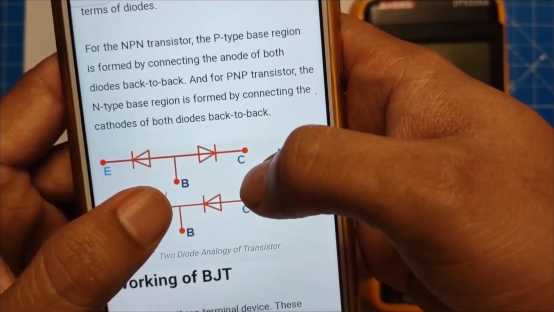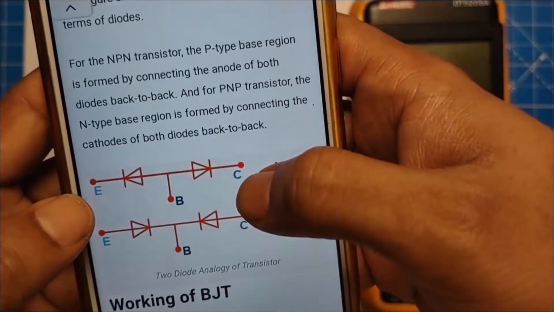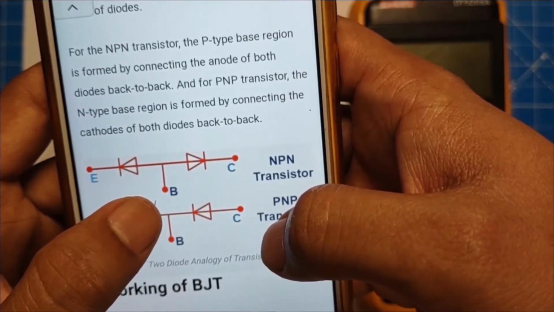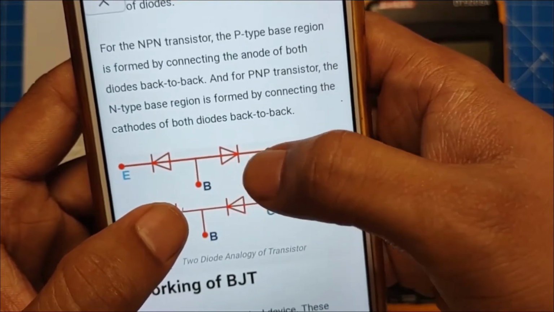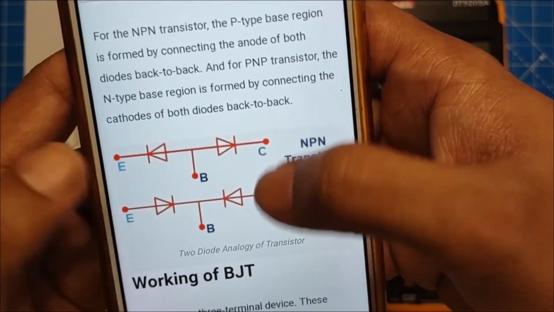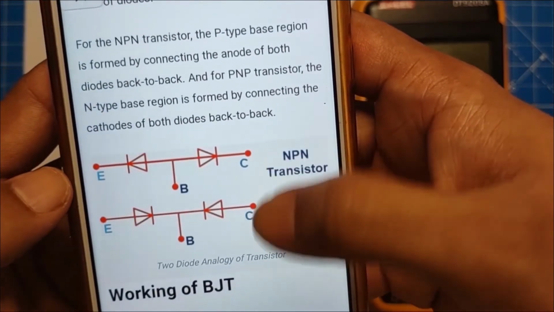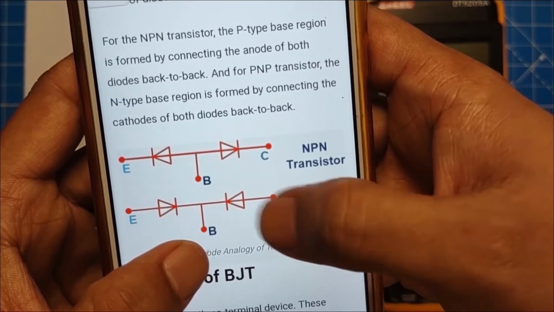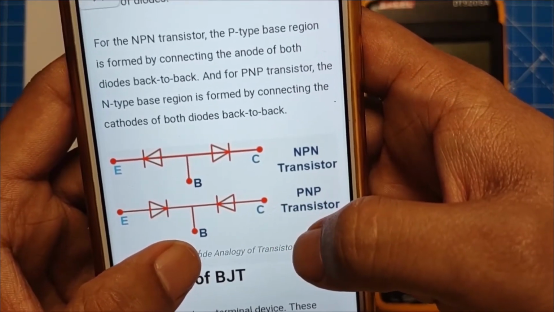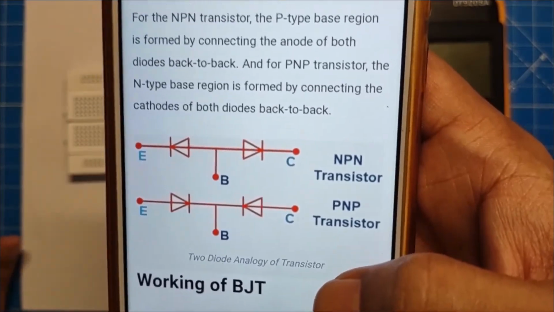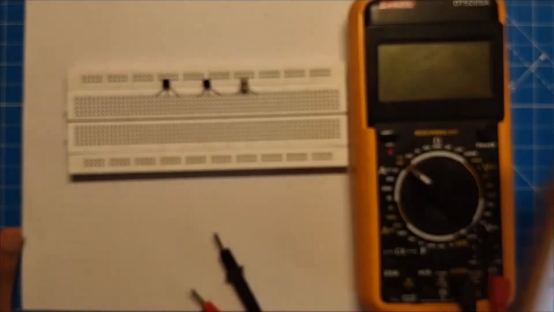If the emitter or collector is on the positive and the base is on the negative, then the diode will be reverse biased, so we will not get continuity. The same applies for PNP. The only difference is that the base will be negative over here and either of the two terminals will be positive. So let's go ahead and test the transistors based on this analogy.